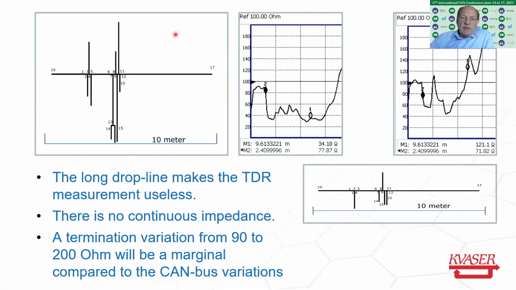And of course, if you make the full system, a typical automotive installation, you have longer and more complex drop lines, which means you can't measure the impedance because it's all messed up in the measurement. So we have to find another way to see the capability of this kind of network.